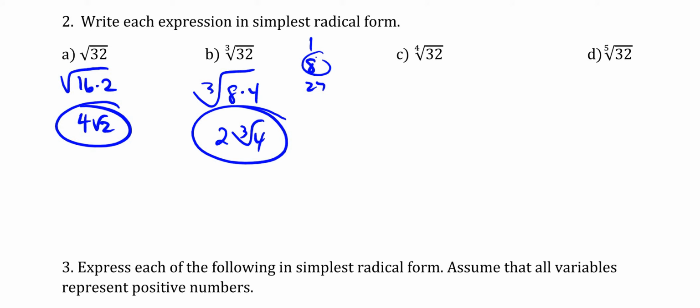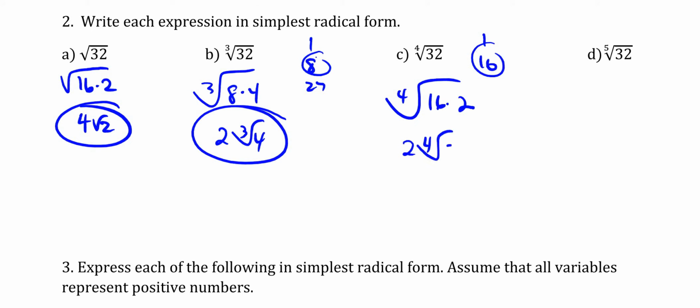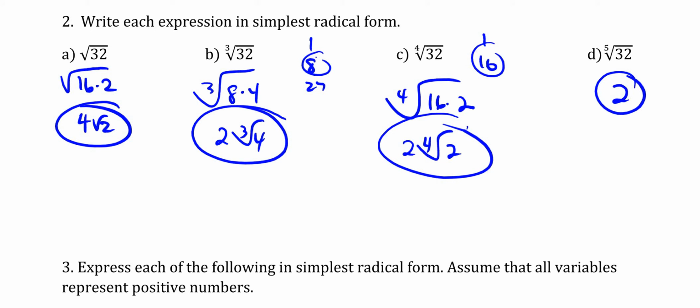Fourth root of 32, well, fourth roots are going to be 1, 16. 16 goes into 32. So I have 16 and 2. Fourth root of 16 is 2, so I have 2 fourth root of 2. And the fifth root of 32, well, that's a perfect fifth, so that becomes just 2. So we can see they're all the same number, but because of the different index, we're getting a completely different answer. So the changing of the index makes a huge difference here.